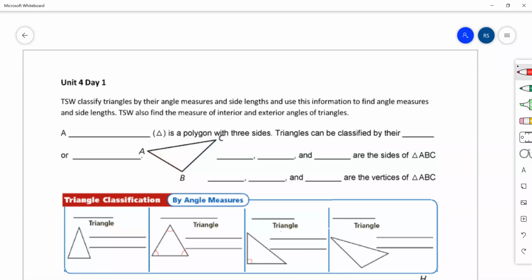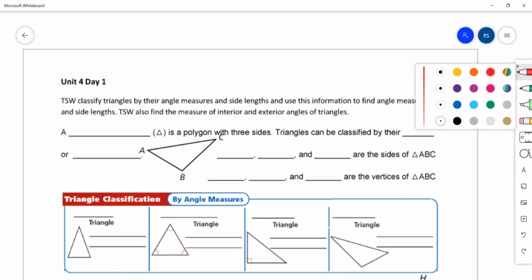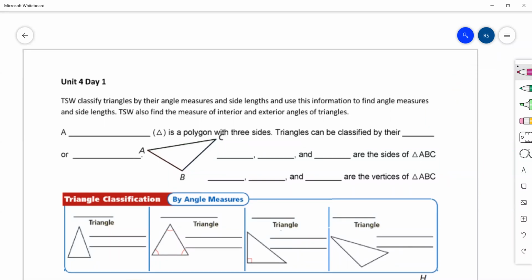So, a triangle, which we denote with the little triangle shape, is a polygon with 3 sides. They can be classified by their sides or by their angles. So we're given this triangle right here.